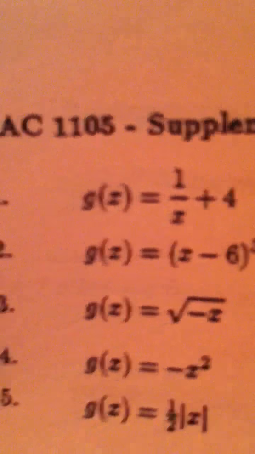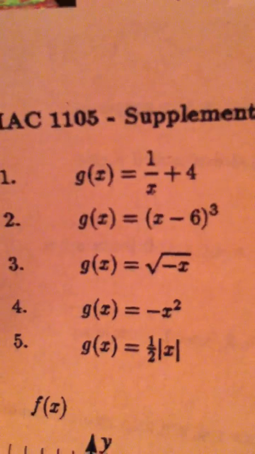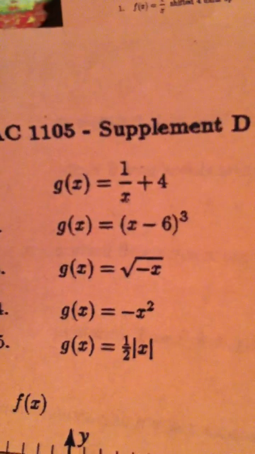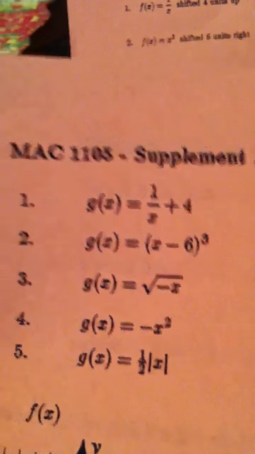And that's why when you look at your answer key, notice that your answer to question 1 is the function g of x equals 1 over x plus 4. It shifted up 4 units.